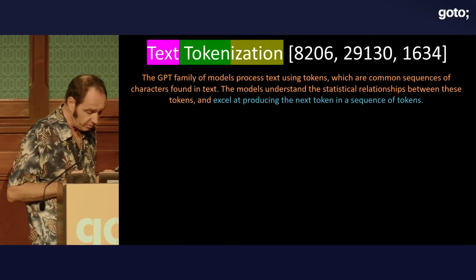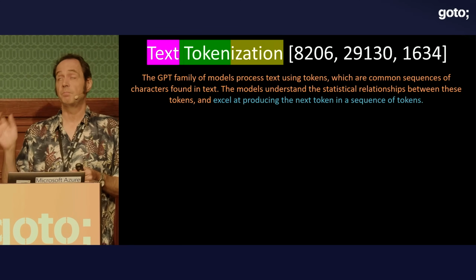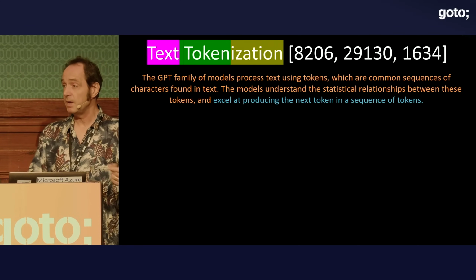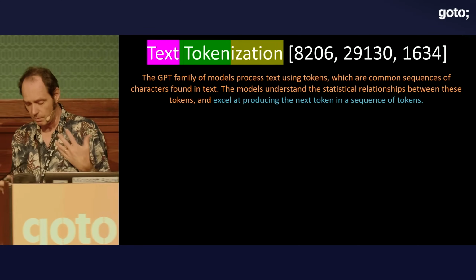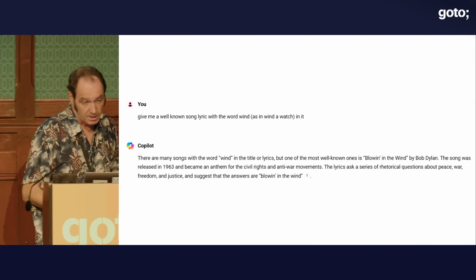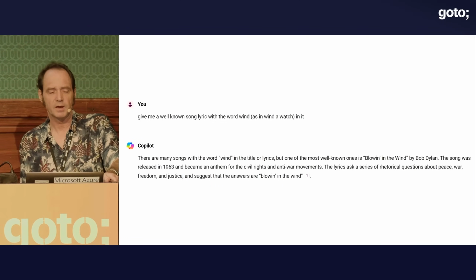I slightly disagree with that, because they don't actually produce the next token. They predict the probability distribution of all of the 50,000 tokens. And we may or may not want to choose the most probable one, depending on how creative we want the text to be.